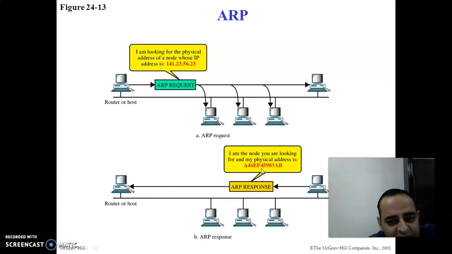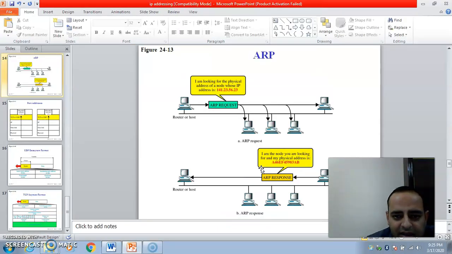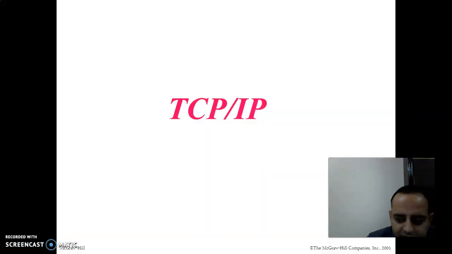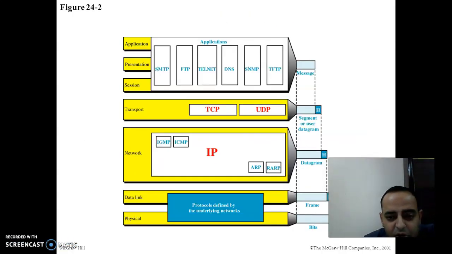RARP is just the reverse of it. If you have the MAC address, the physical address of a computer, you can find out its IP address again. So these are all the protocols we have.